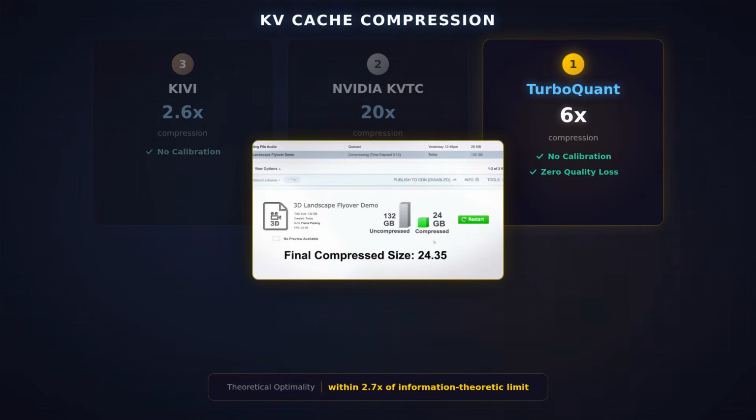I mean, 24 gigs, that's less than a fourth the file size. That seems dubious, Richard.